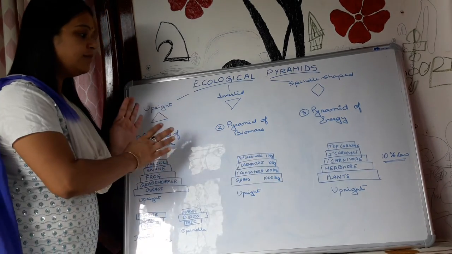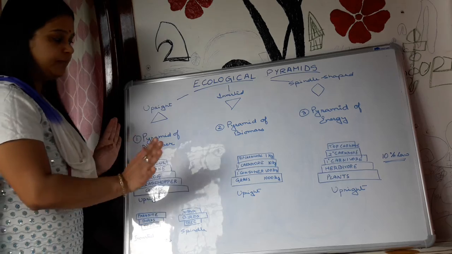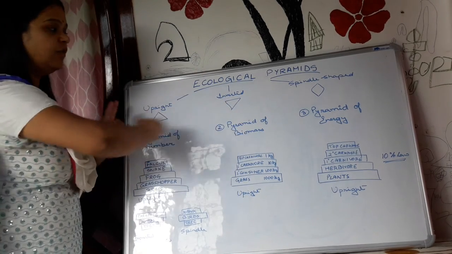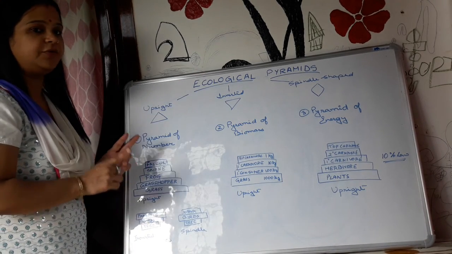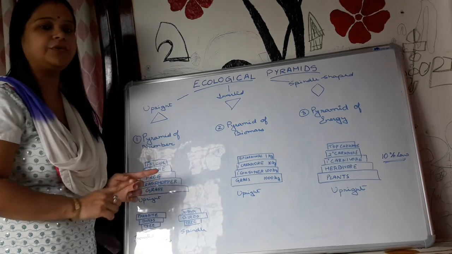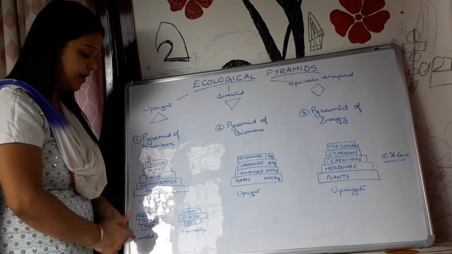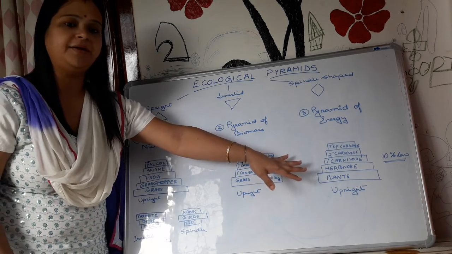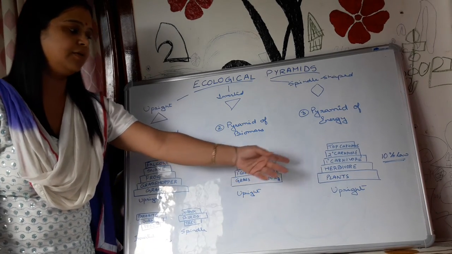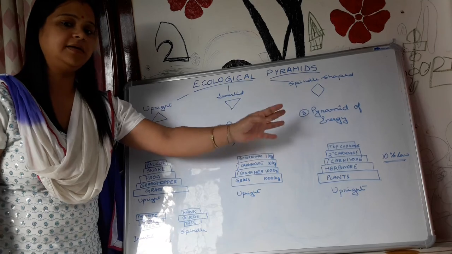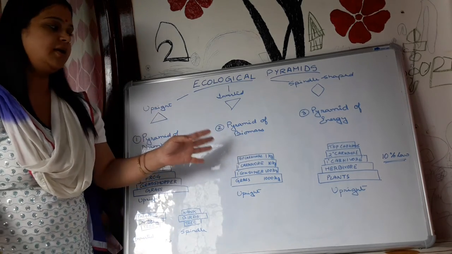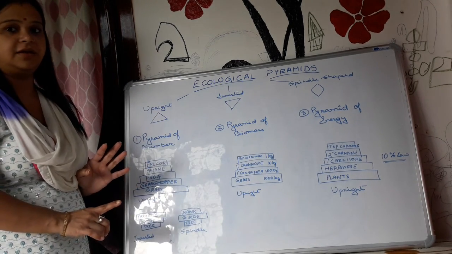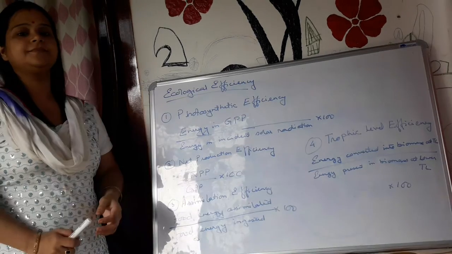So now we have already known pyramid of number, pyramid of biomass, pyramid of energy. All these three pyramids are important for your exam purpose. So you have to know them properly with the example and how upright and inverted pyramids are formed. Now for energy, only upright pyramids are available because energy will be gradually decreasing. It will never increase. Okay. So these three are important and you have to study them well.